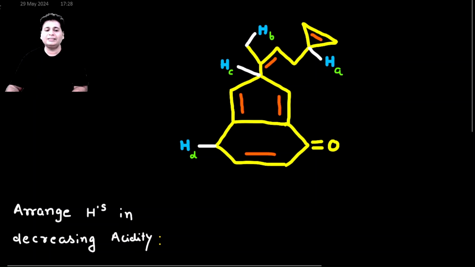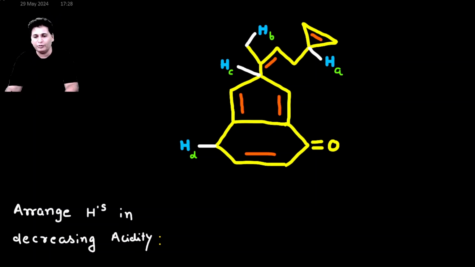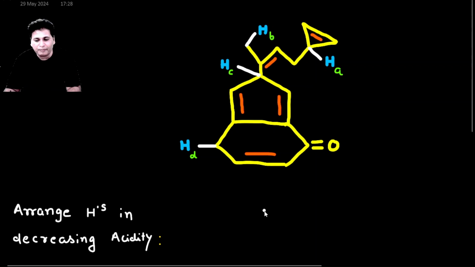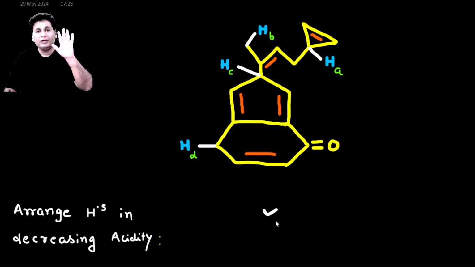Students, as you all can see, we have a compound in front of you, and in this compound we have 4 hydrogens marked as A, B, C and D. You have to assess these hydrogens in terms of their acidic strength, in terms of their tendency to go away as H plus. I have already dealt with a few problems like this.